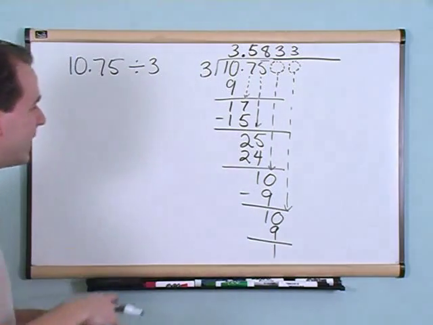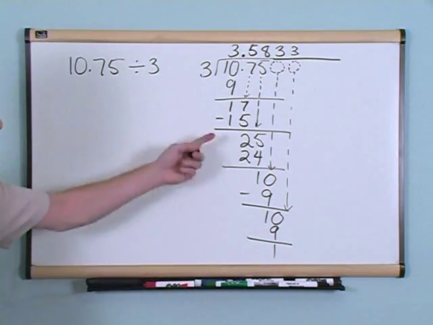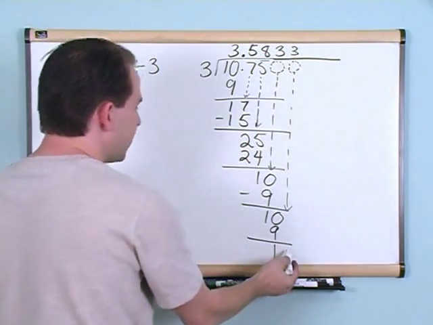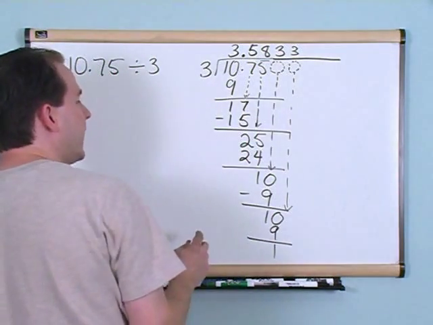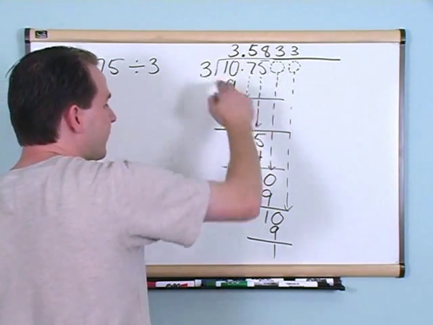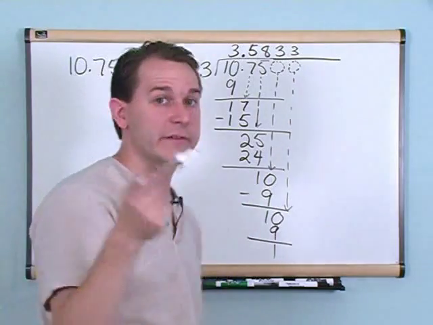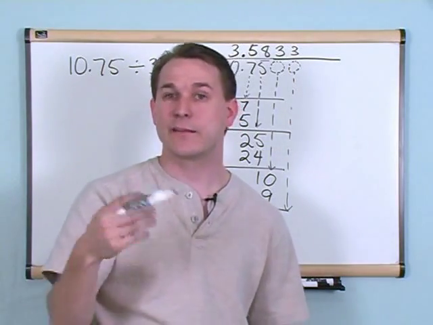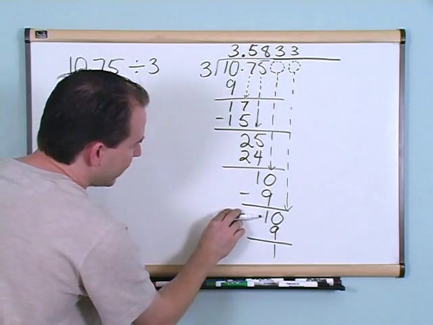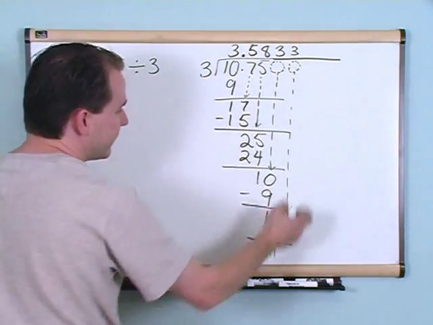You see, I'm in an infinite loop here. I can never get out of this problem. Every time I add a 0 and drag it down, I'm going to have 10, like I had right here. And every time I try to divide into 10, I'm going to have to put a 3 up here, because 3 times 3 gives me 9. But every time I do that, I subtract, I get 1, and that's exactly where I started. It happened here, and then it happened here, and it's going to happen again if I keep adding zeros.